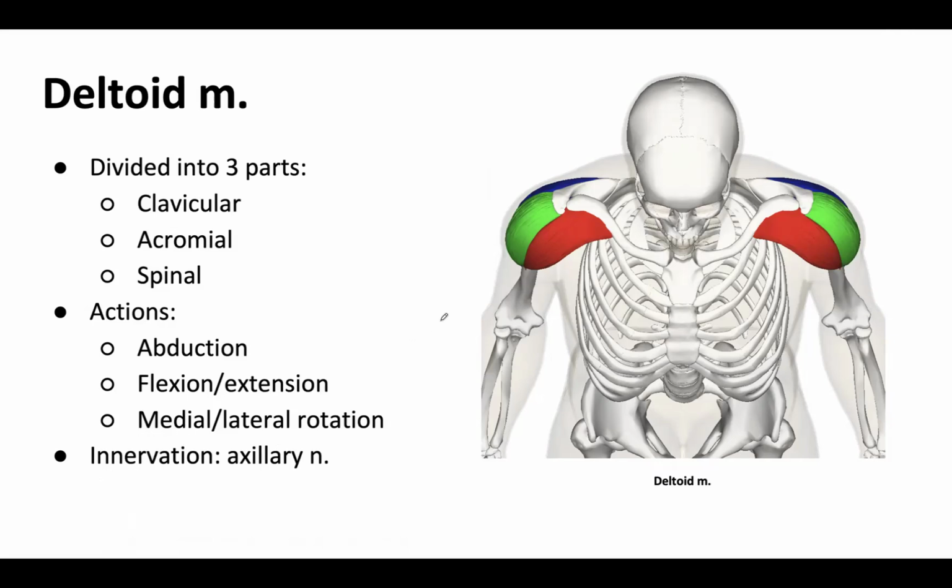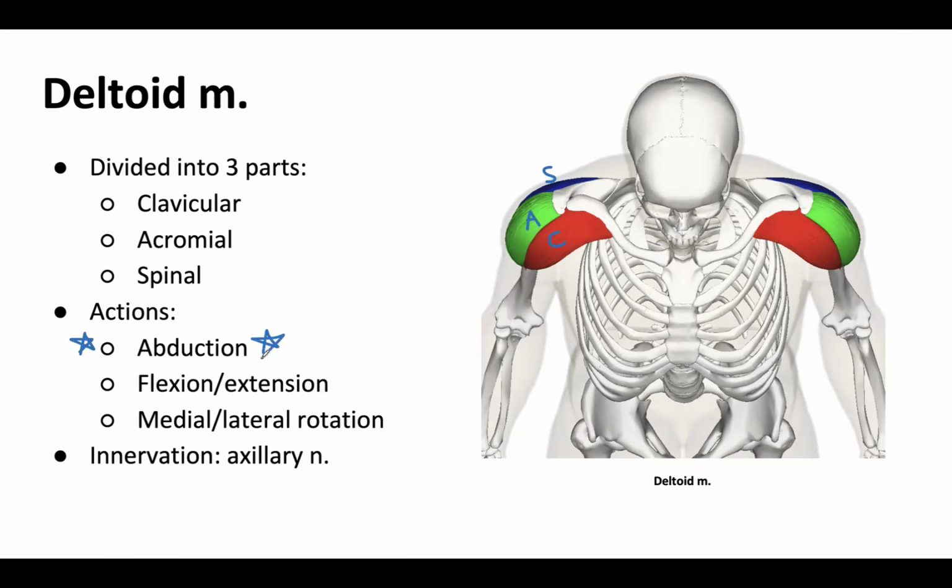There is the clavicular or anterior part, indicated in red in the illustration on the right. You have the acromial part or the middle part in neon green. And then you have the spinal or posterior part, which is hiding back there in dark blue. And what I love about the deltoid is that it plays a role in almost every single action that the shoulder joint can do. It is the most powerful abductor of the shoulder.